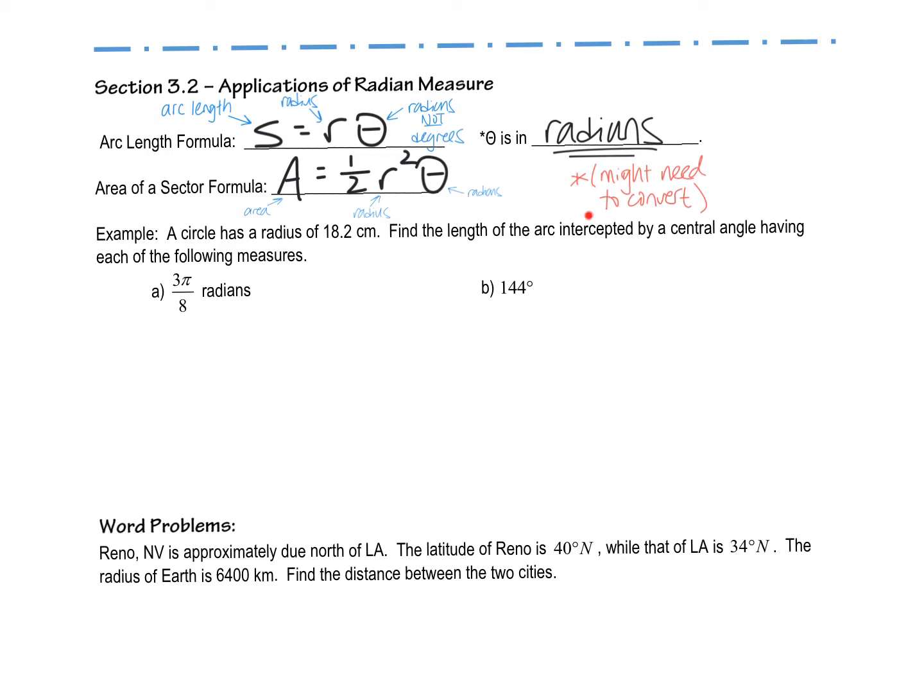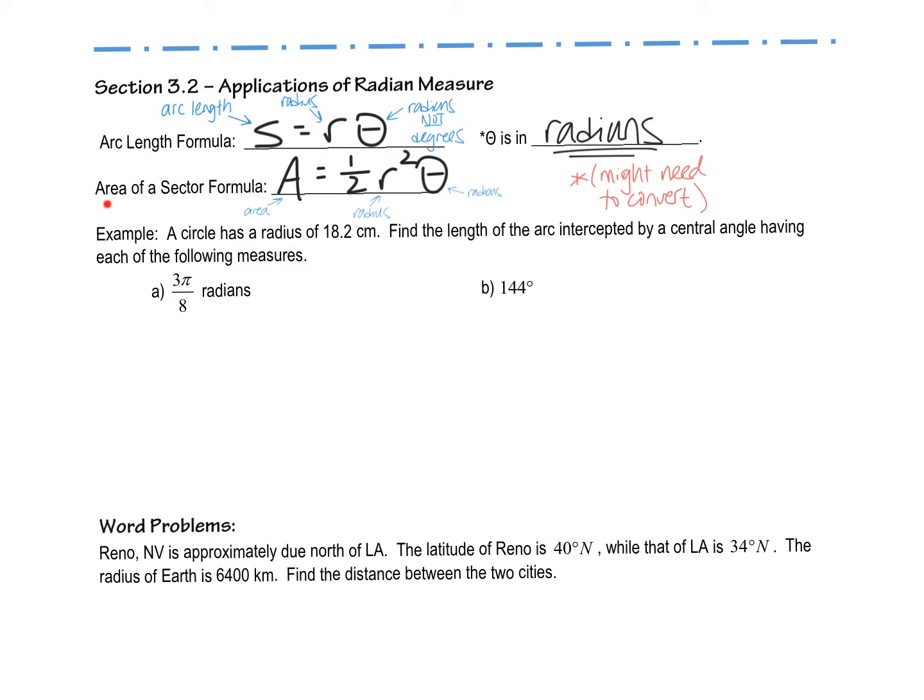That might mean that you need to convert, like this one is in degrees. You should turn it into radians first and then use the formulas. And just keep in mind, we use an S for arc length and we use A for area. So make sure that you're differentiating between these two formulas. This first example here is asking for length of the arc, so we're going to be using this top formula. But then later on in the notes, we're going to be using the area formula. So pay very close attention to what the question is asking, of course.